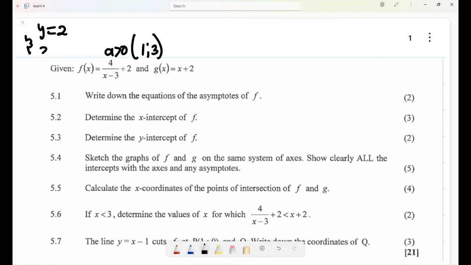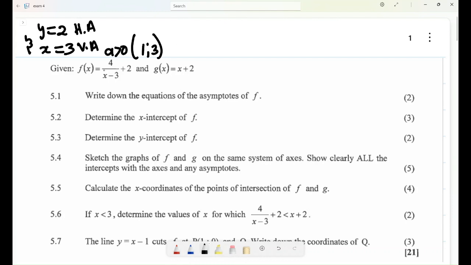So you're going to say x is equal to 3. Why are we saying that? Because x minus 3 is equal to 0, therefore x is equal to 3. Those are the asymptotes that I've been mentioning. This one is your first asymptote, your horizontal asymptote. This is your vertical asymptote.